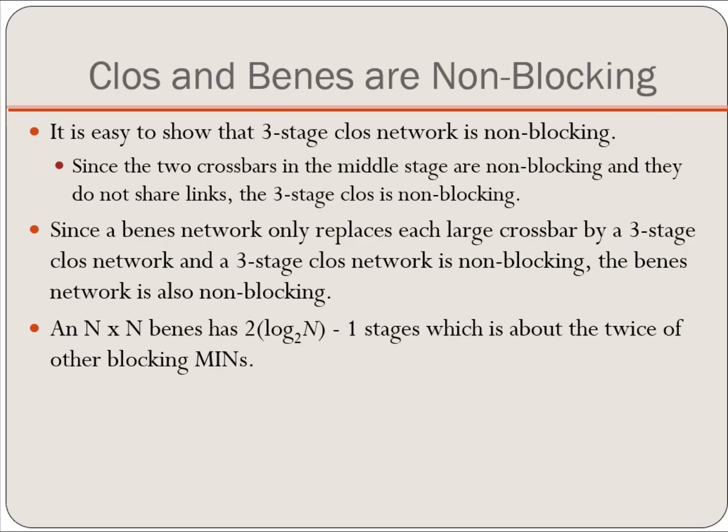So Clos and Benes are non-blocking. It's easy to show. The reason for the non-blocking is that they have alternate paths. And because the 3 stage is non-blocking, when we replace it recursively, all the Benes are non-blocking. The problem is the size becomes almost twice.